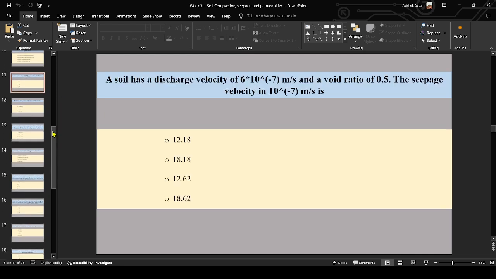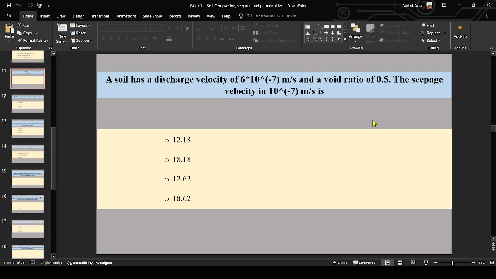A soil has a discharge velocity of 6 into 10 to the power minus 7 meter per second and a void ratio of 0.5. The seepage velocity in 10 to the power minus 7 meter per second is, the options are 12.18, 18.18, 12.62, 18.62.